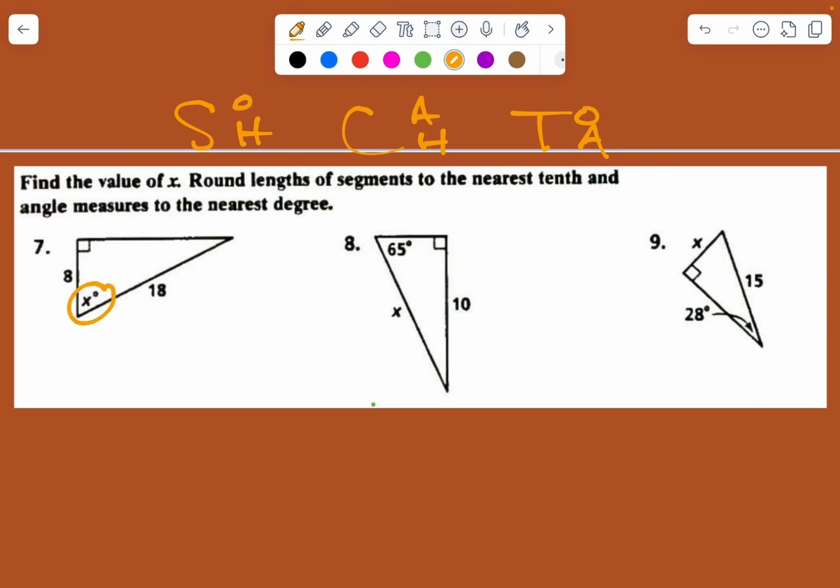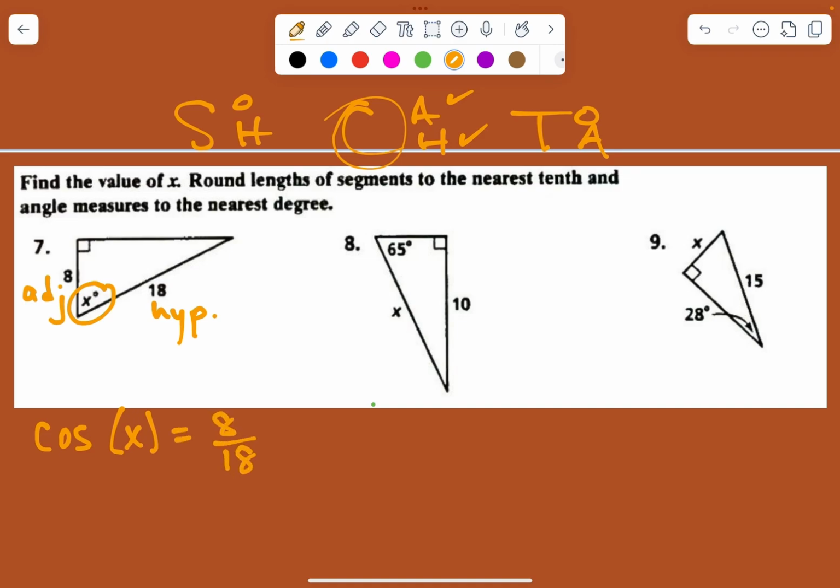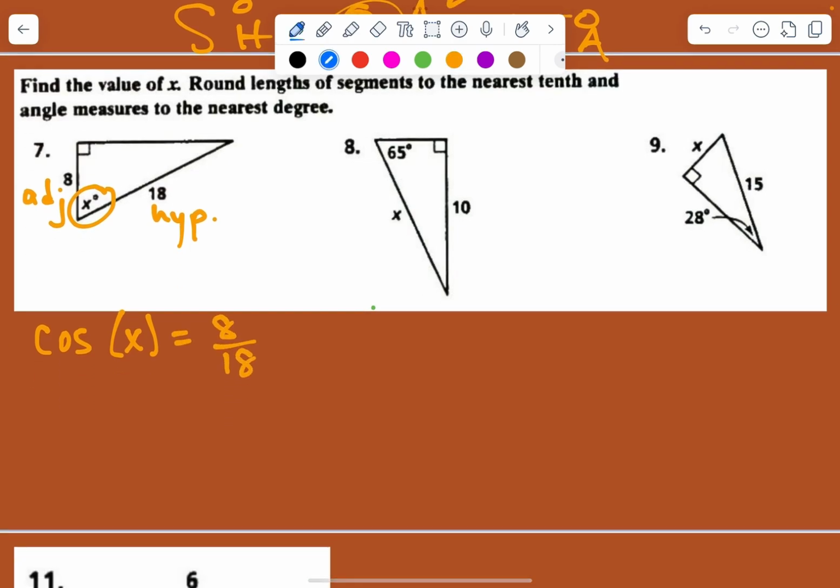So here's x, and according to x, 18 is right here, and that's the hypotenuse, so we're going to label that hypotenuse. And then 8 is right next to it, so that's going to be adjacent. So when I have adjacent and hypotenuse, that's going to be cosine. So we're going to say the cosine of x equals adjacent over hypotenuse. In order to solve for the x right here, we need to get rid of that cosine. So when we move cosine to the other side, remember that becomes inverse cosine, cosine to the -1. And then that's going to be 8 over 18.